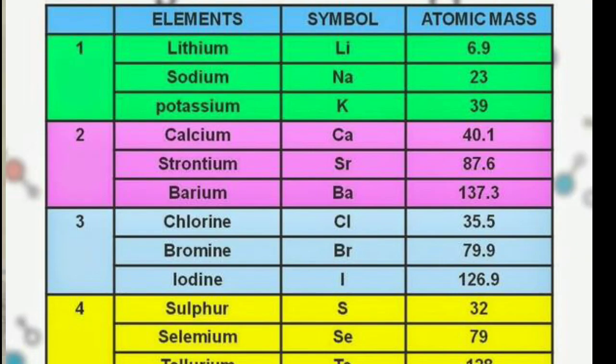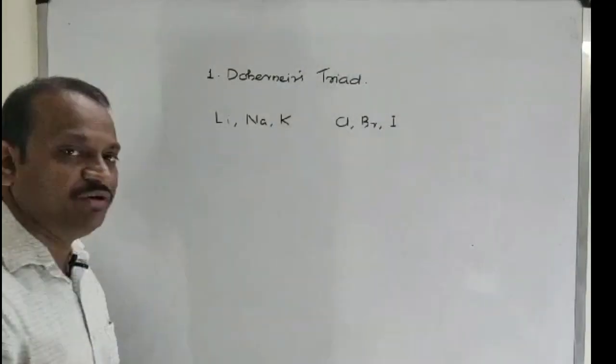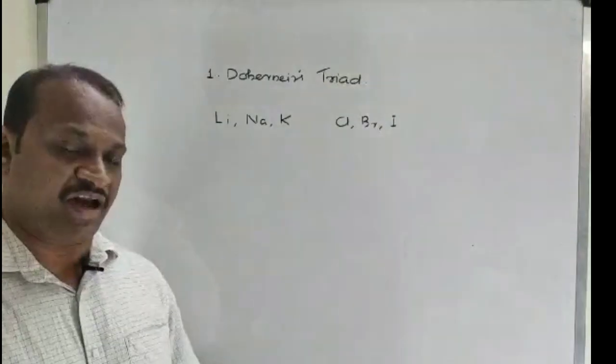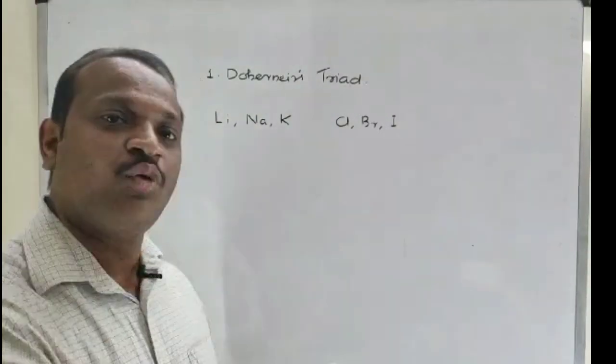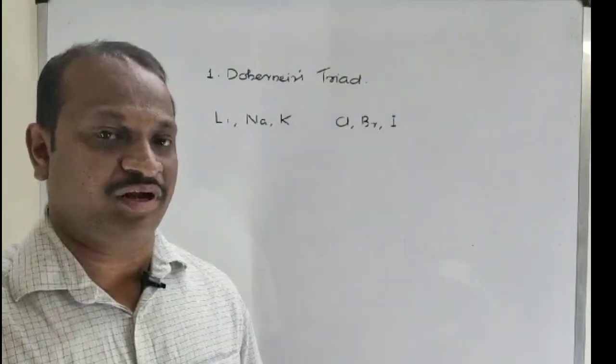And what is Dobereiner's triad concept? He formulated a group of three elements which are similar in properties. Like, I can write some examples. We have first of all lithium, sodium, potassium. Similarly, we can write chlorine, bromine, iodine. He formulated such groups of triads. What is the speciality of these triads? The elements included in a triad are similar in properties.